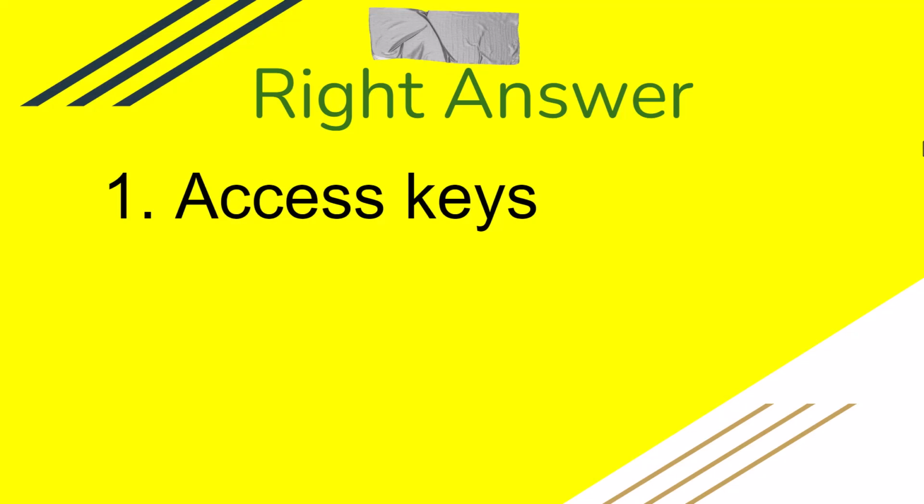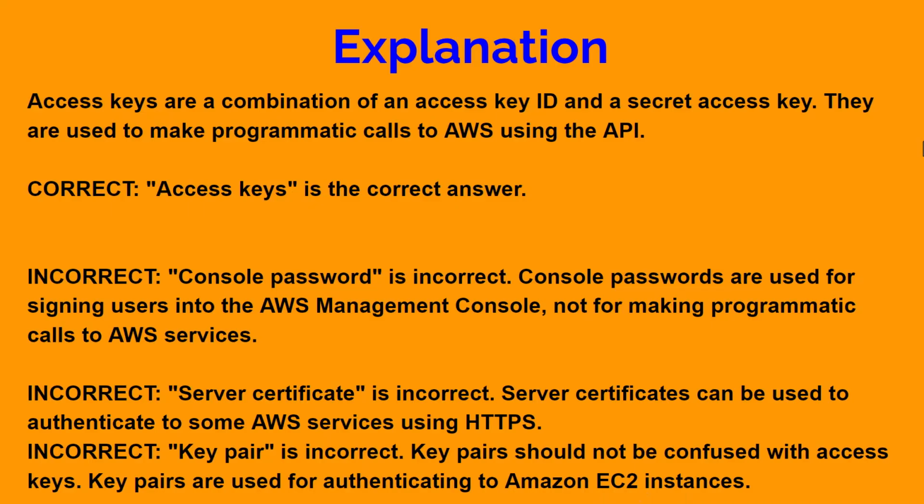Access keys. Explanation. Access keys are a combination of an access key ID and a secret access key. They are used to make programmatic calls to AWS using the API. Correct. Access keys is the correct answer. Incorrect. Console password is incorrect. Console passwords are used for signing users into the AWS Management Console, not for making programmatic calls to AWS services.